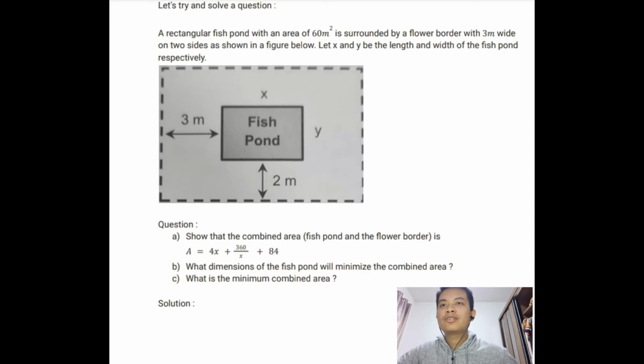So the question is, show that the combined area of the fish pond and the flower border is A equals 4x plus 360 over x plus 84. And second, what dimensions of the fish pond will minimize the combined area? And C, the final question, is what is the minimum combined area?